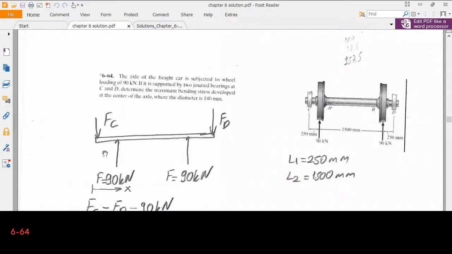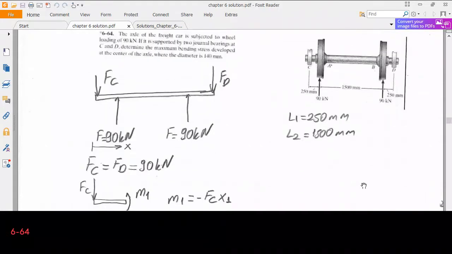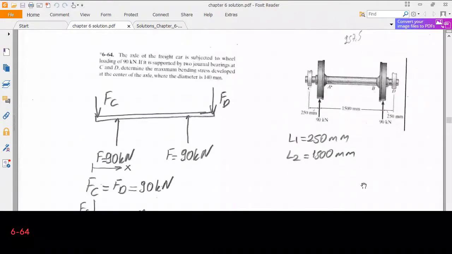So if we write the static equilibrium, certainly we will see that Fc is equal to Fd, and that will be equal to 90 kilonewtons. That's okay. Now let us define the variables first. So let's say that L1 is 250 millimeters and L2 is 1500 millimeters. Okay. Now we need to determine the bending moment distribution through the shaft. Okay, through the axle.